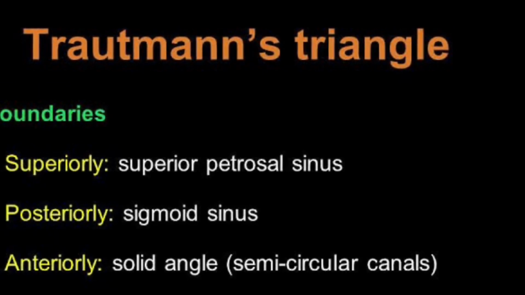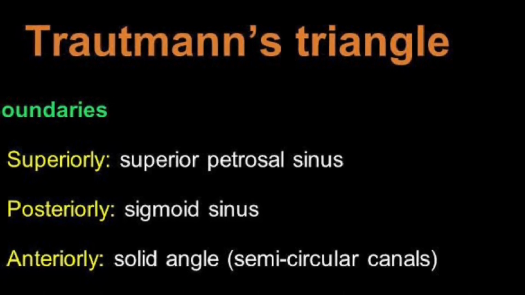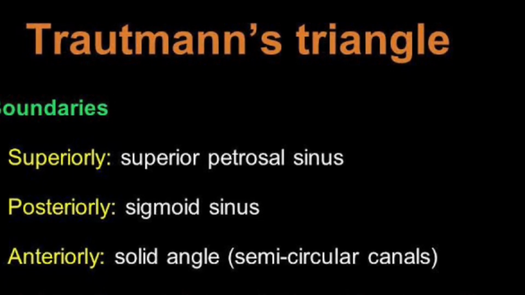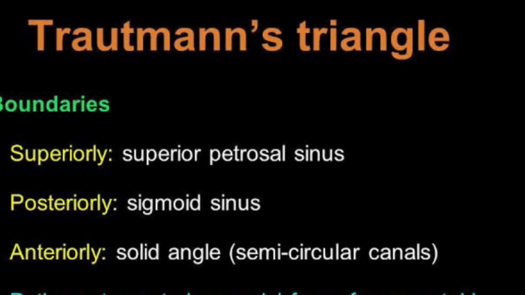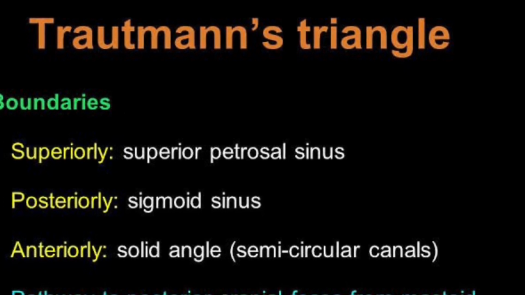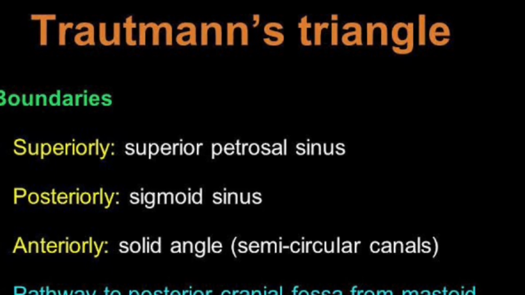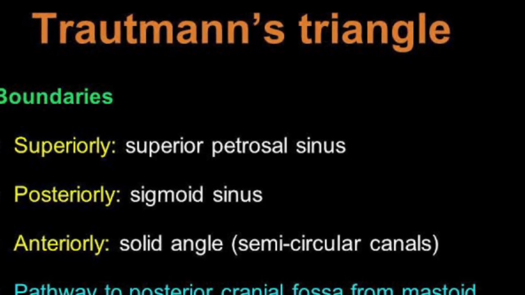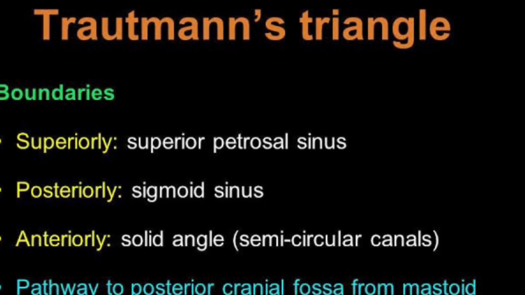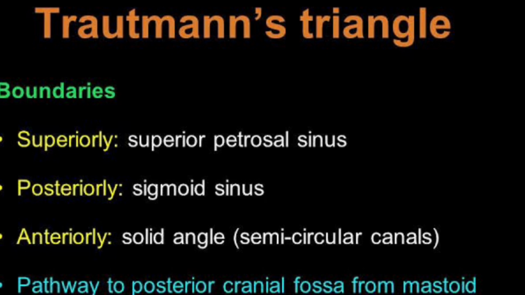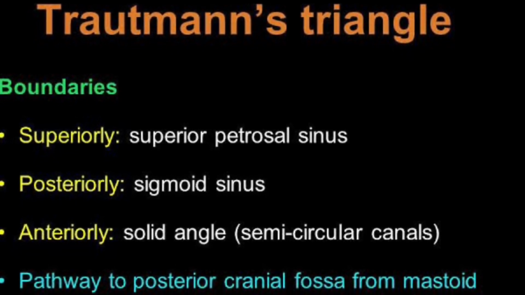What is Trautmann's triangle? Trautmann's triangle has the superior petrosal sinus, posteriorly the sigmoid sinus, and anteriorly the bony angle of the semicircular canals. So these triangles are basic to know for operation in the transmastoid approach or middle ear surgery. So this is all about the basics of endoscopic anatomy of the middle ear. Thank you so much.